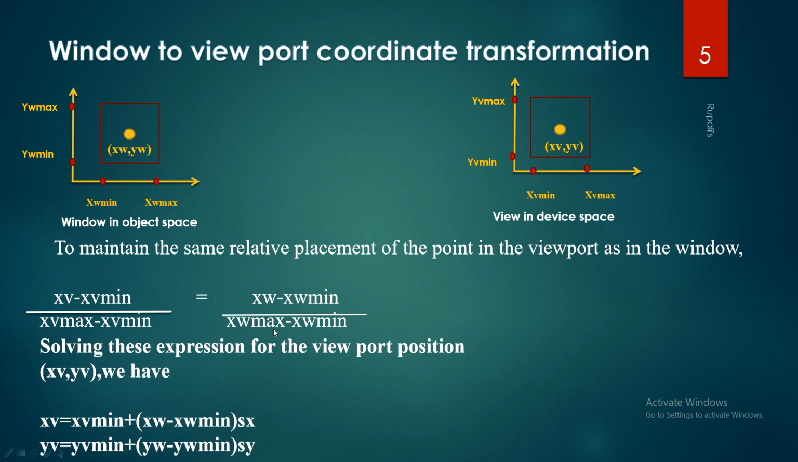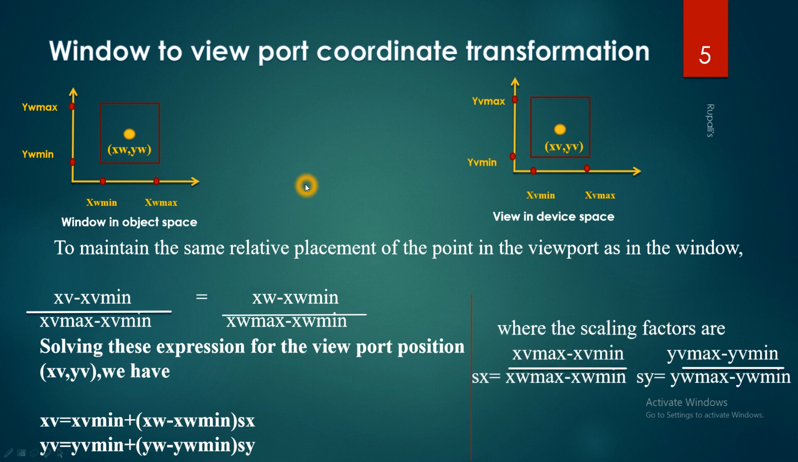What is xv? After calculation, we get xv equal to this and yv equal to this. Same for yv. Here sx equals xv max minus xv min over xw max minus xw min, and sy equals the same for the y coordinate: yv max minus yv min over yw max minus yw min. So xv equals this into this, and we get this, where sx and sy are these.